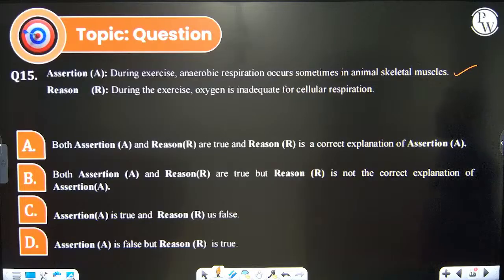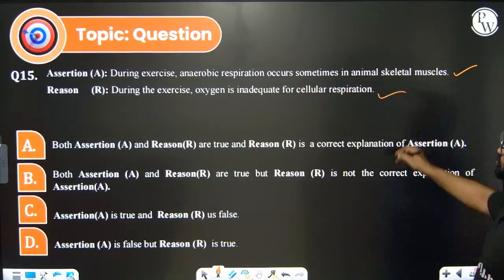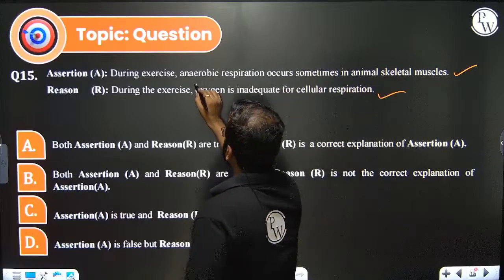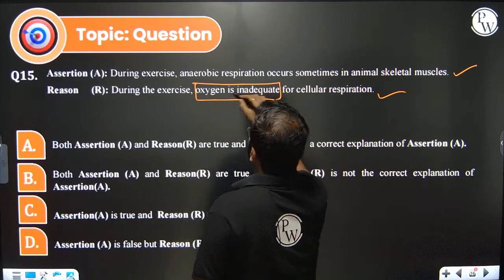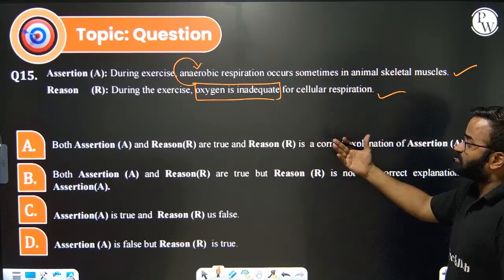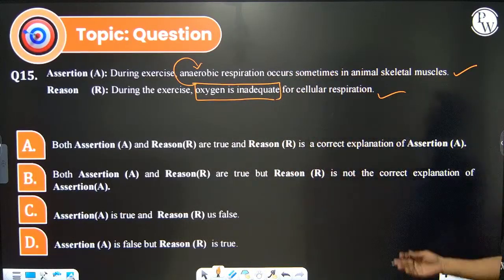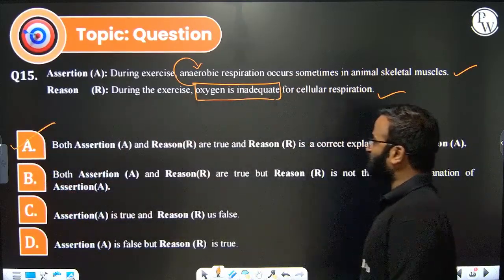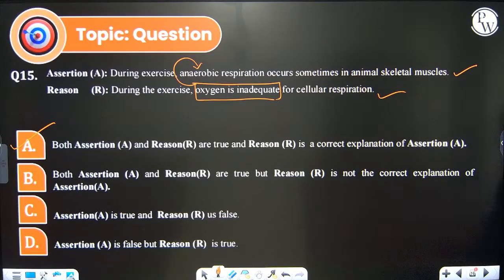During the exercise, oxygen is inadequate for cellular respiration, which is true as a statement. And since the oxygen is inadequate, it goes into anaerobic respiration, which explains the assertion statement as well. So I would go with A as our answer. Both assertion and reason are true and R is the correct explanation of the assertion. Clear, guys? Hello, are you with me?